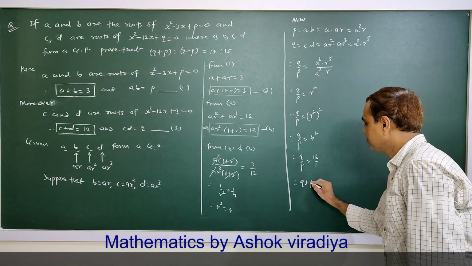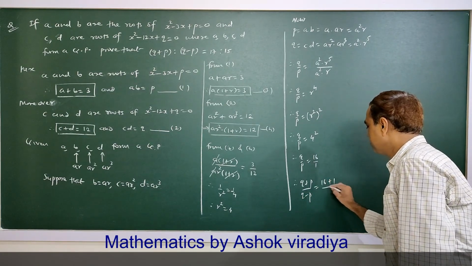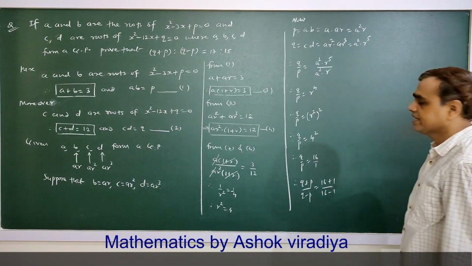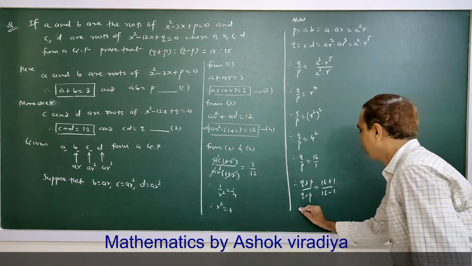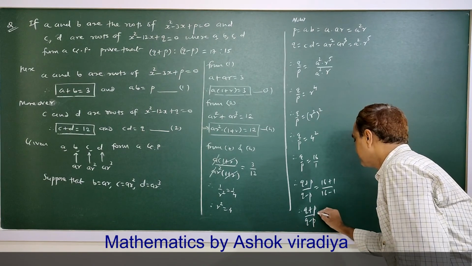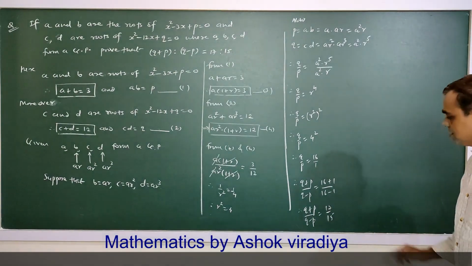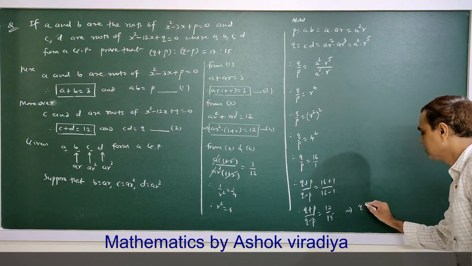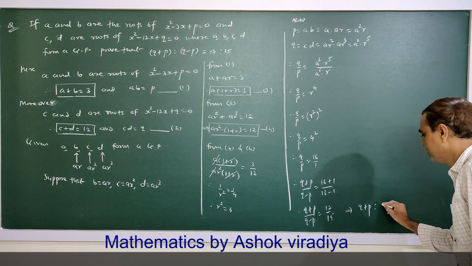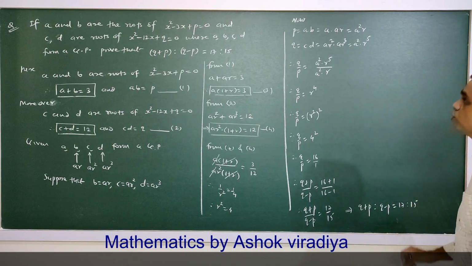So Q plus P upon Q minus P is 16 plus 1 upon 16 minus 1. Therefore Q plus P upon Q minus P is 17 by 15. This implies the ratio is 17:15.